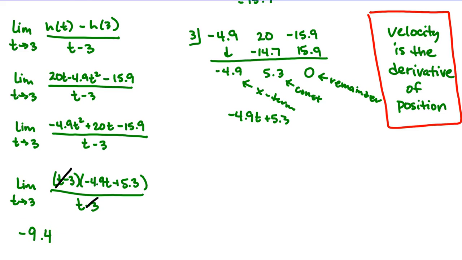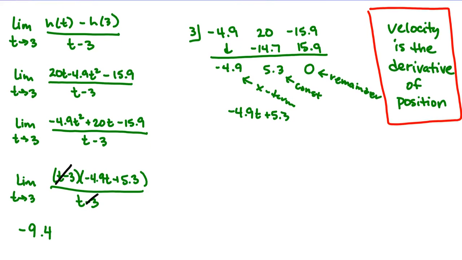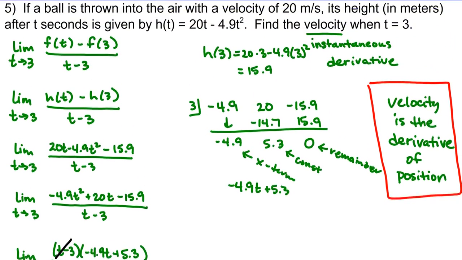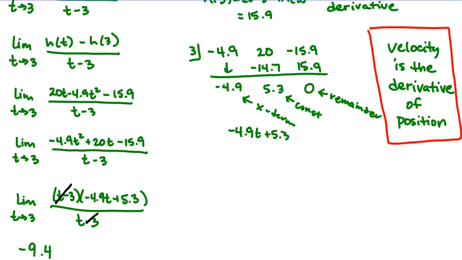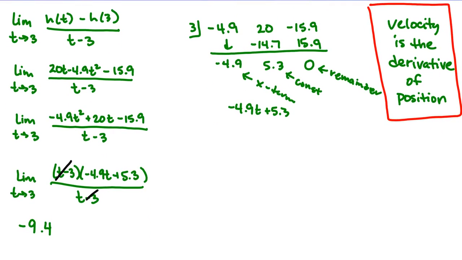So what that means is that that is the derivative. In other words, that is the velocity when the time is 3 seconds. It's negative usually because it's going down, and the units here were meters per second. Usually the direction is positive is up and negative is down.